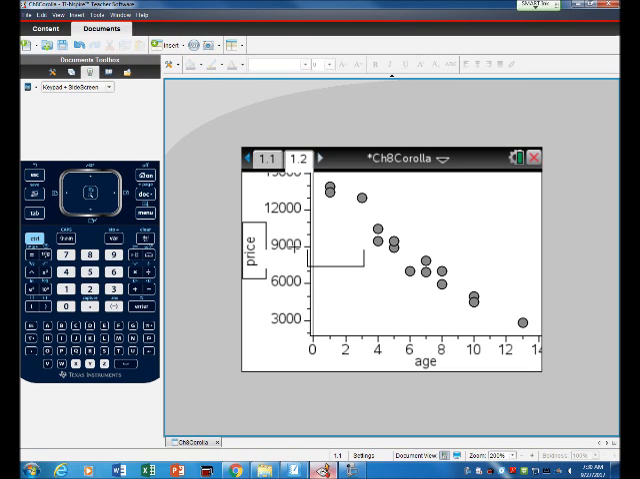So I'm going to say it looks like this is negative, because it's going from the top left to the bottom right. So negative, linear, I'd say strong, because there's not as much difference between the points here, not much scatter. So there is a negative, linear, strong association between the age and price of a Toyota Corolla. All right, so that means it's appropriate to run the linear regression model. So I'm going to go ahead and do that.